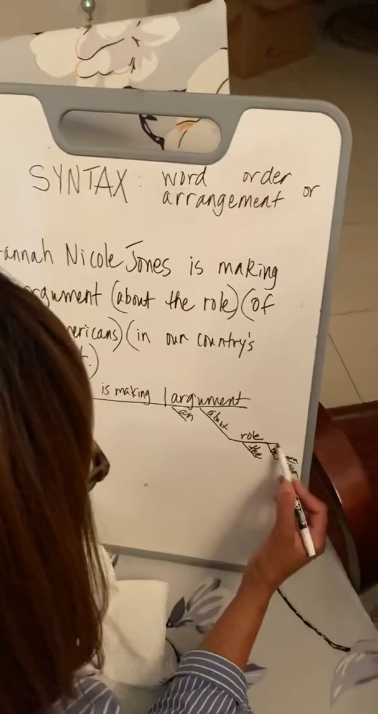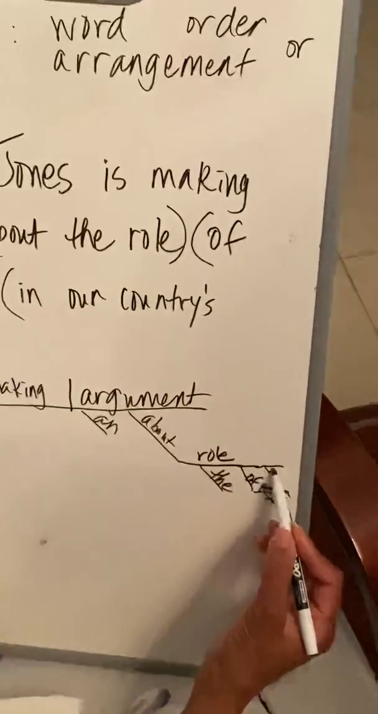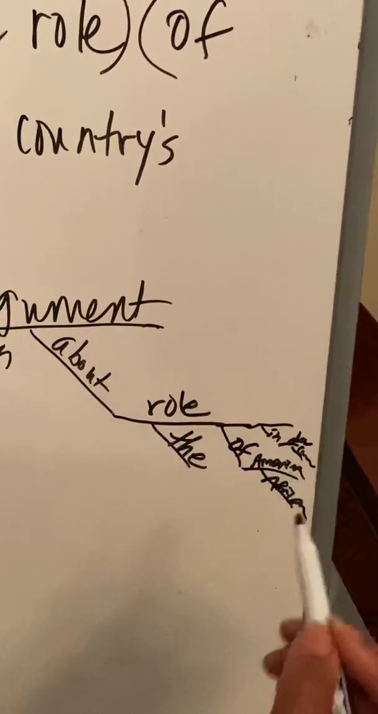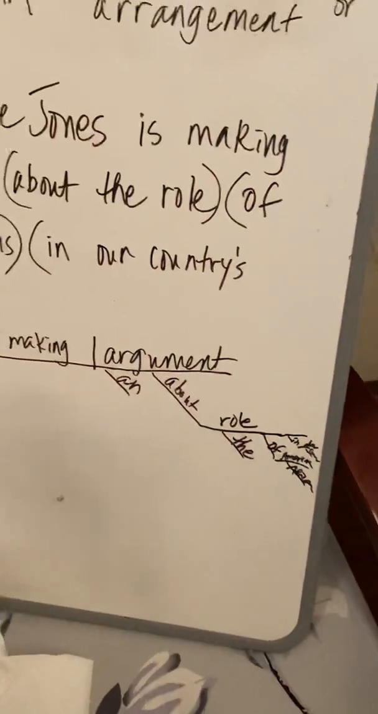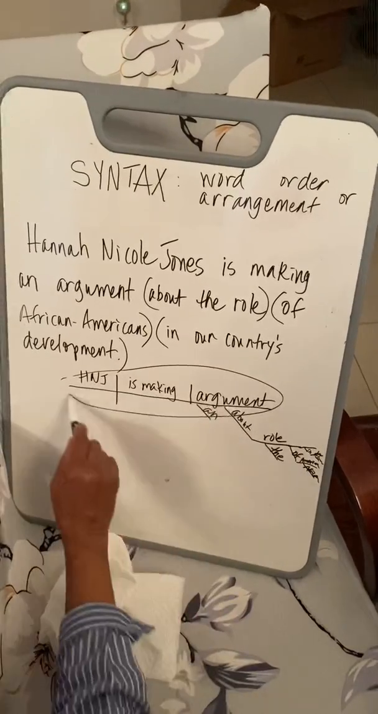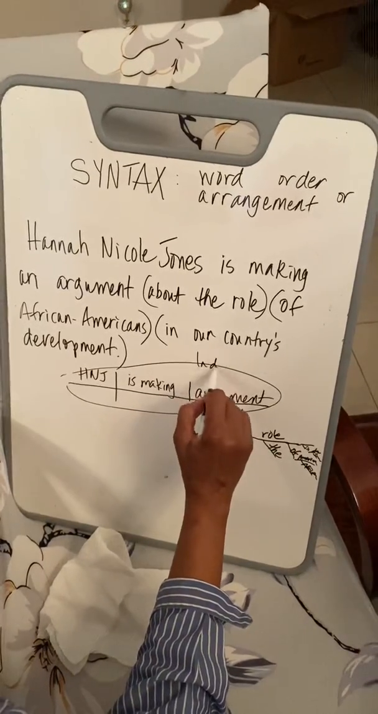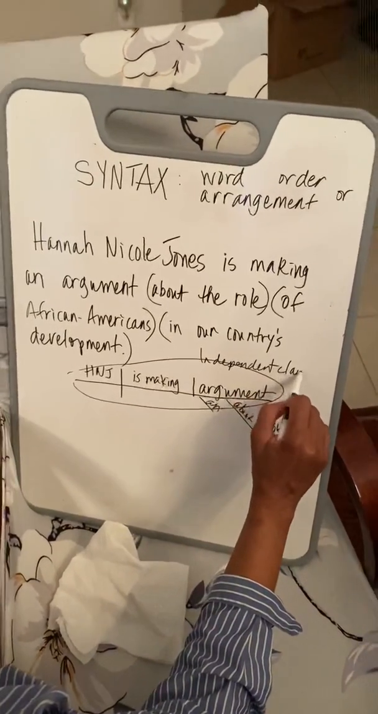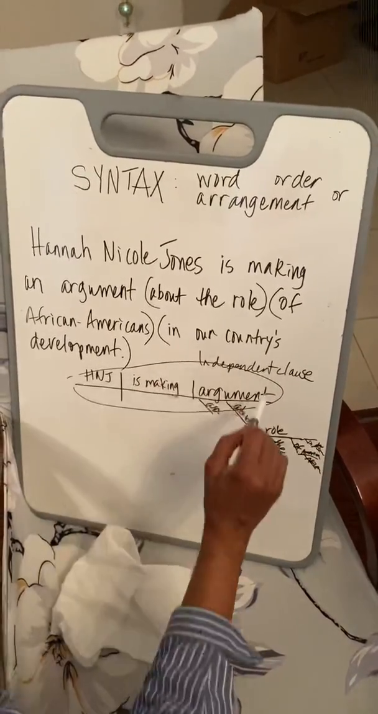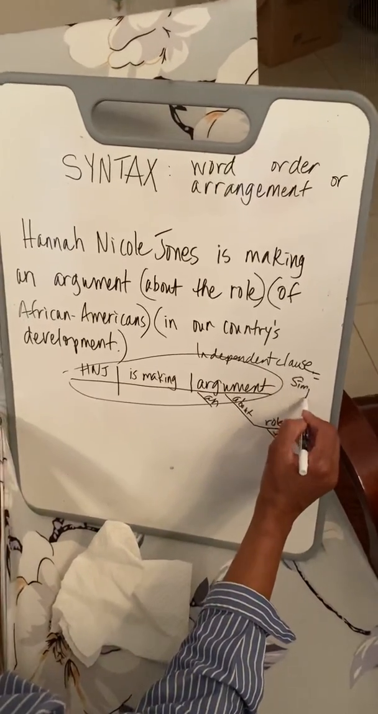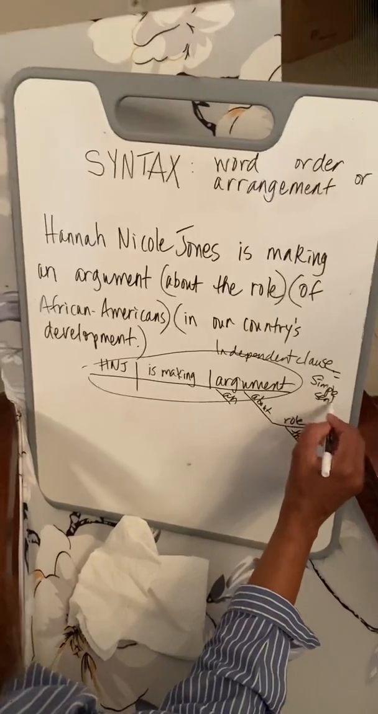So I would actually diagram that up here, but I'm out of space. In development will go up here. Countries would go down there. All right, so why am I saying that? Because all of this is still one independent clause. And because this is all one independent clause, and it's only one independent clause, that means that this is a simple sentence.